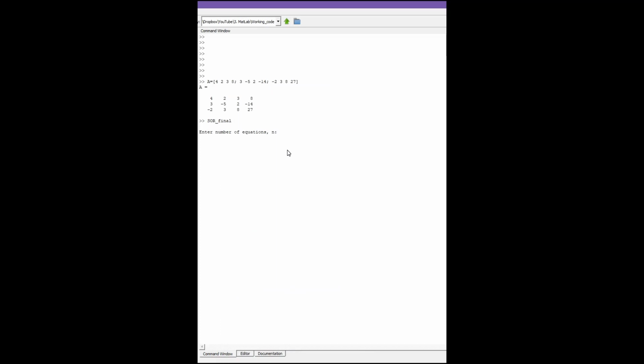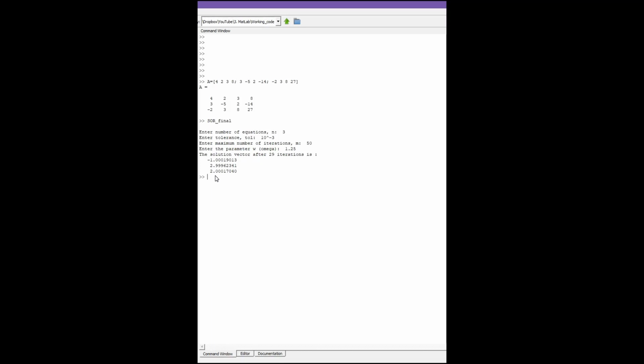So how many equations do we have? We have 3 equations, and tolerance is 10 to the power negative 3, and maximum number of iterations, suppose it's 50, and omega is 1.25. It will be given in your problem. So the approximate solution after 29 iterations is negative 132.